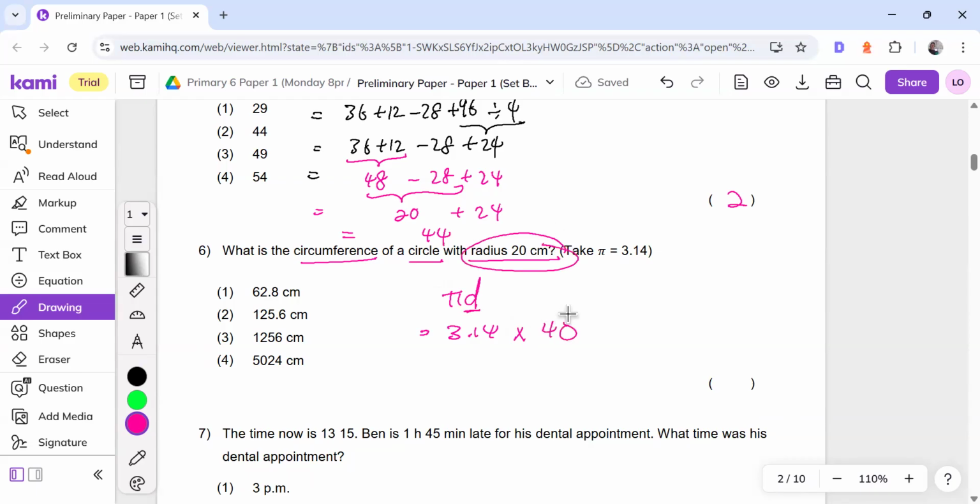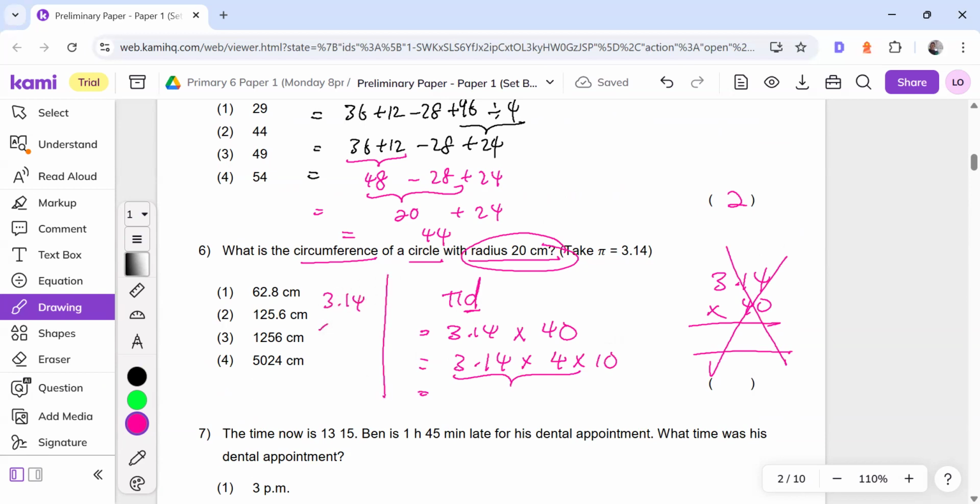Okay, now no calculator, no calculator. And if you ever do something like that, not good. Not advisable to do this because you have learned how to break up the 40 into number bonds. This is what you are supposed to do. Okay, then you take 3.14 times 4. So just be careful with your times table.